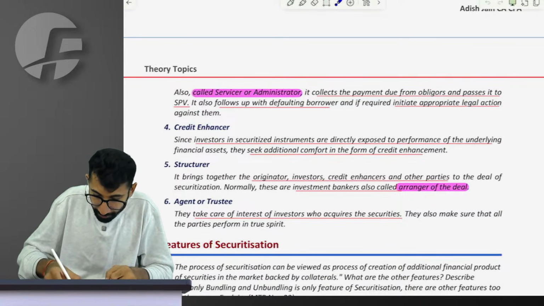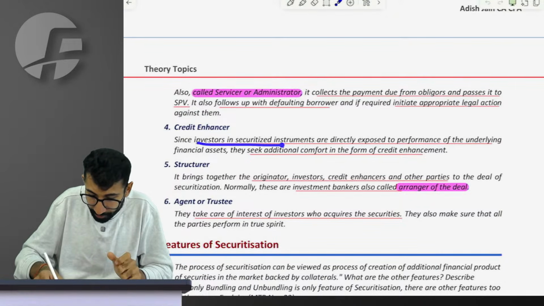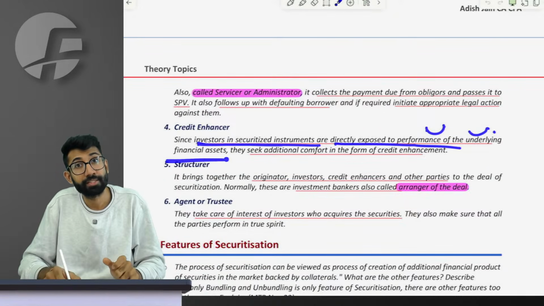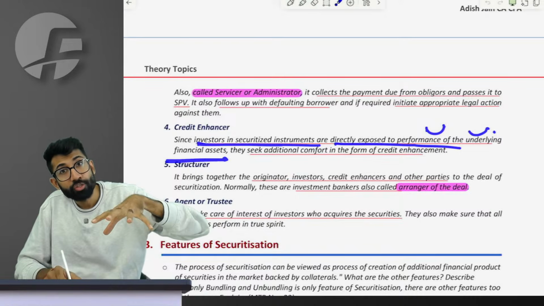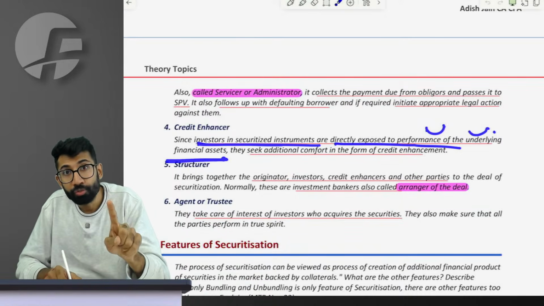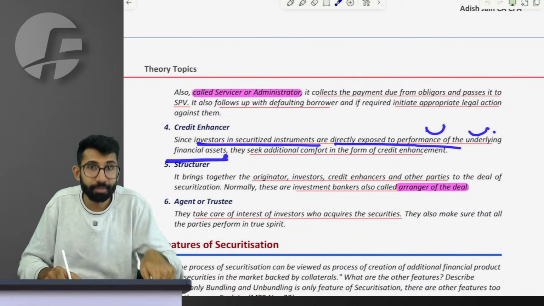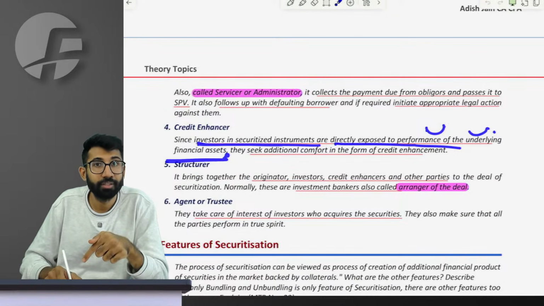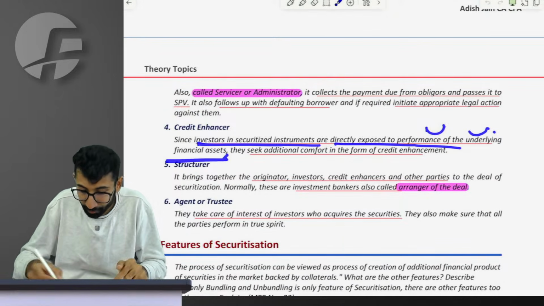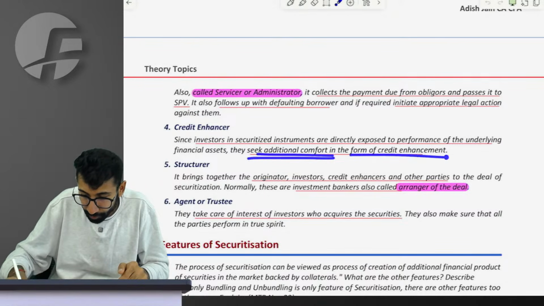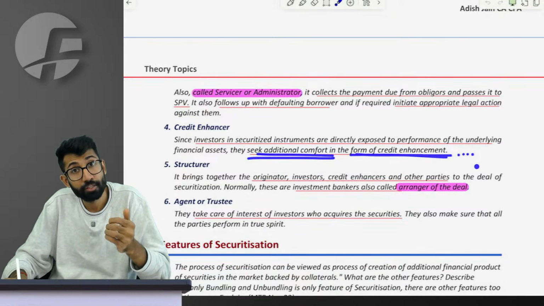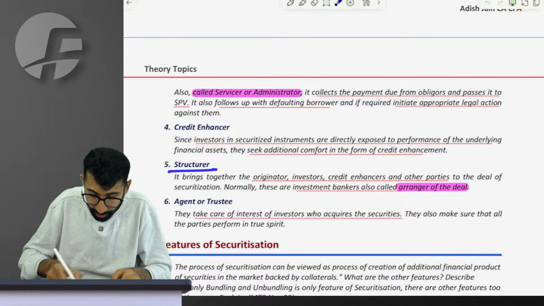Perfect. So the credit enhancer: since investors in the security are directly exposed to the performance of the underlying financial assets, the loans that the SPV owns, how they perform determines the performance of the securities. That is why, for additional comfort in the form of credit enhancement, there has to be a credit enhancer who can give the guarantee or something. Sir, a structurer.